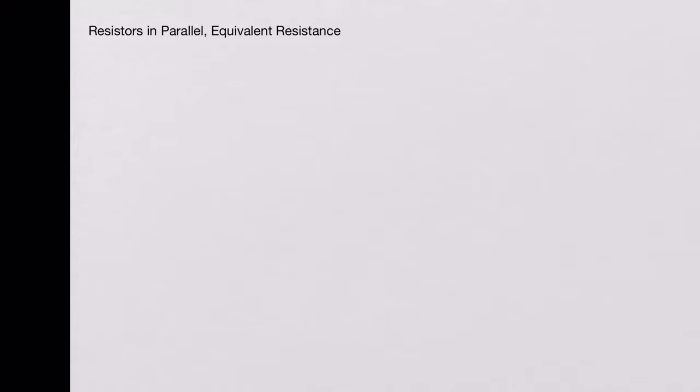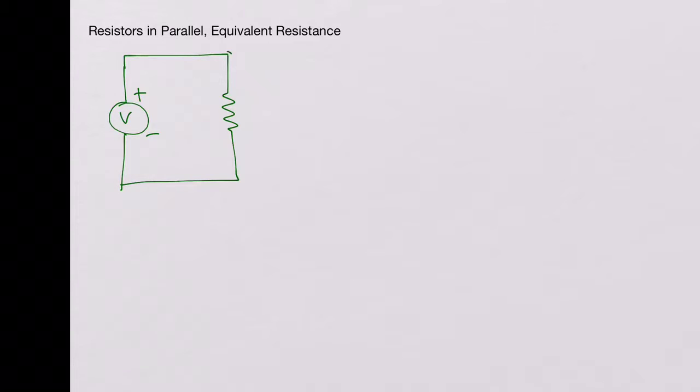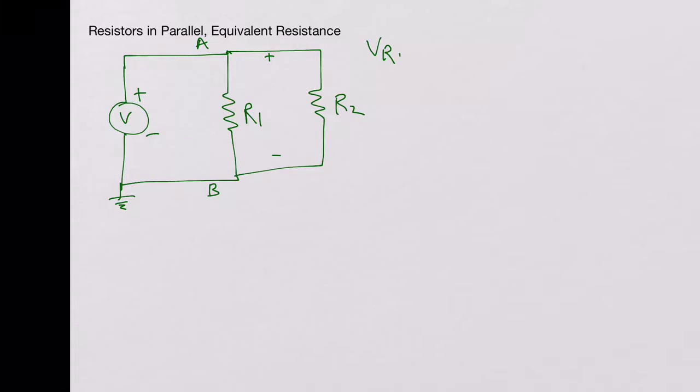Let's look at a circuit with a voltage source V and then two resistors connected in parallel across it. So we have R1 and R2 connected between the nodes A and B. B is ground. If you look at the voltage dropped across both the resistors, it's the same and it is nothing but V. So VR1 is V and that's also equal to VR2.